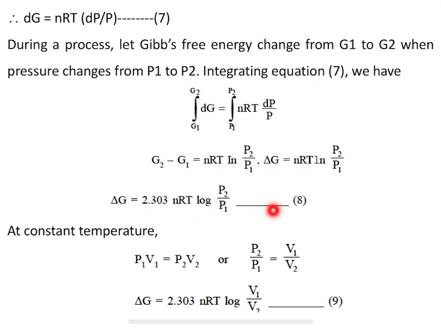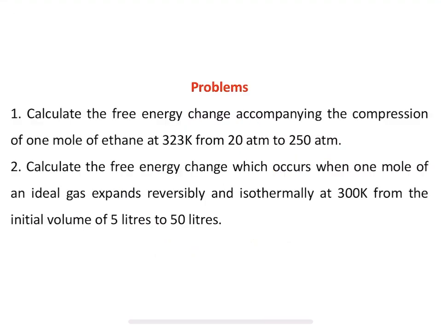Observe these two equations, because there are two problems solved in our textbook. If we use these two equations to solve the problems, it will definitely become easier for you. So what is the problem we will see now? The first problem says: calculate the free energy change accompanying the compression of 1 mole of ethane at 323 Kelvin from 20 atmospheric to 250 atmospheric pressure.